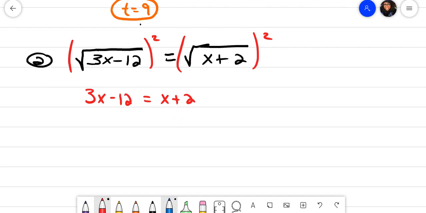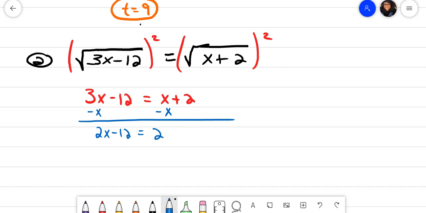So now we've gotten to a point where there are no more radicals. So we just use the inverse operations to solve the equation. So minus x, minus x. 2x minus 12 equals 2 plus 12. 2x equals 14. X is 7.